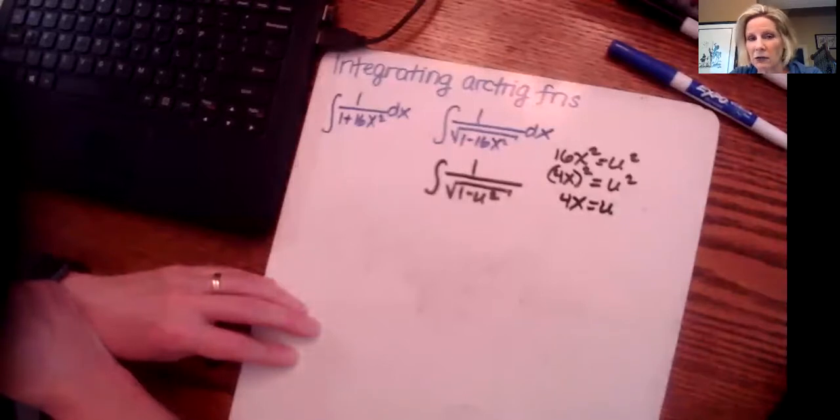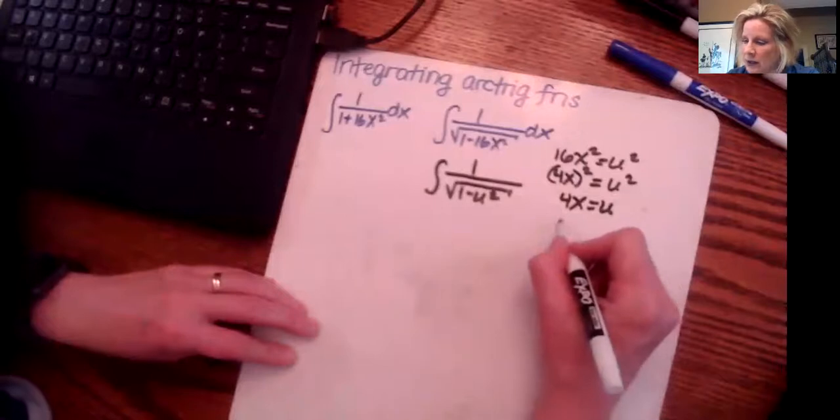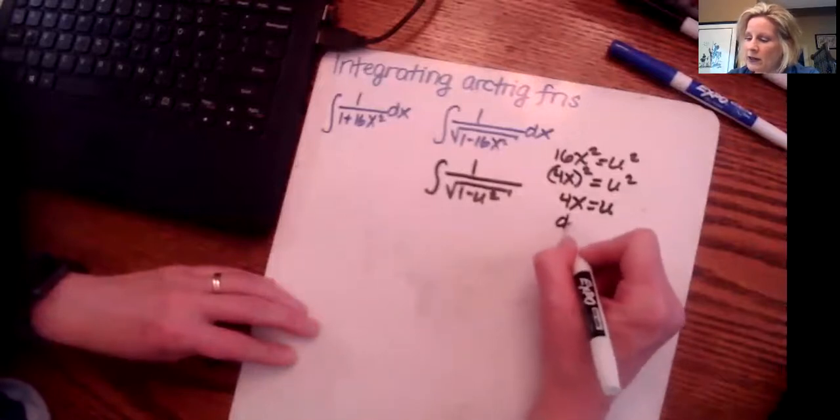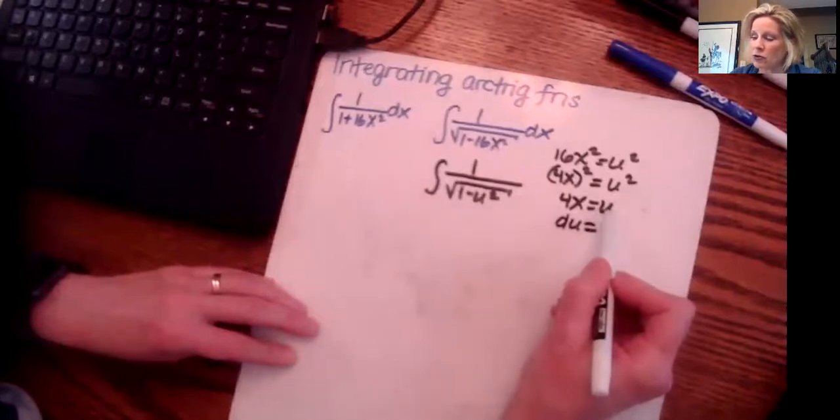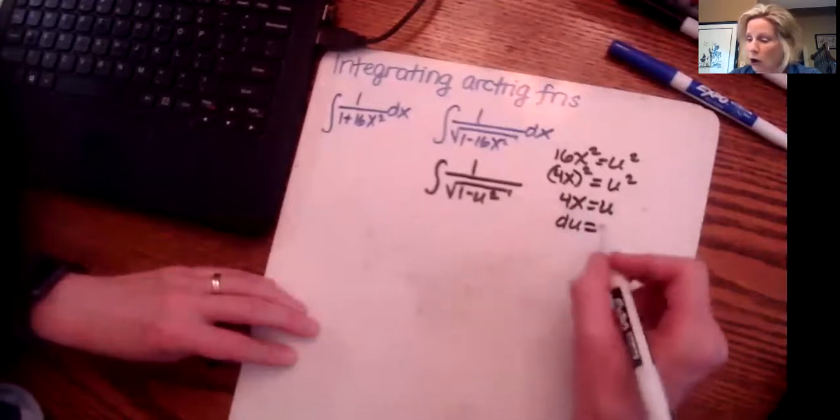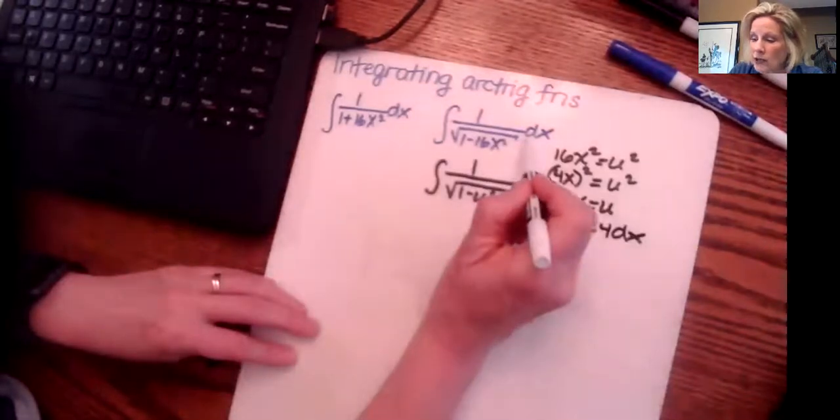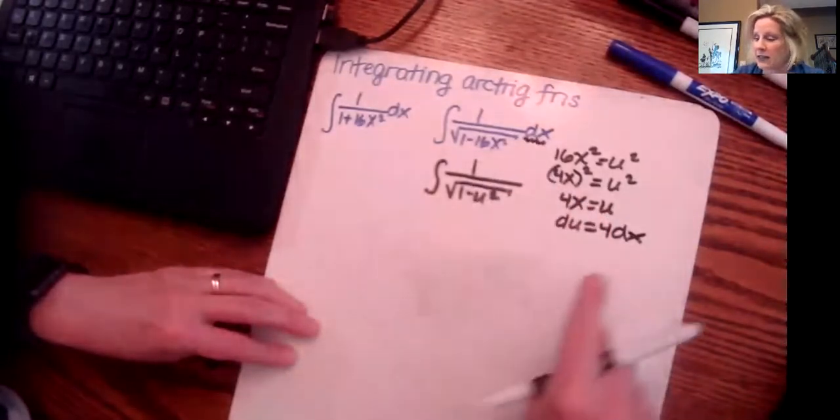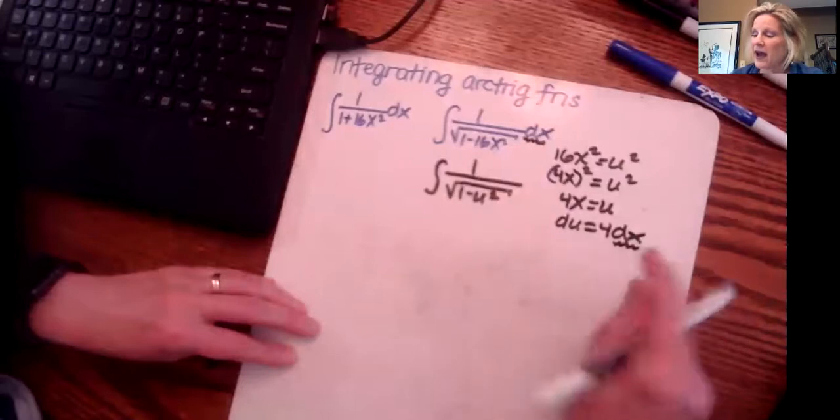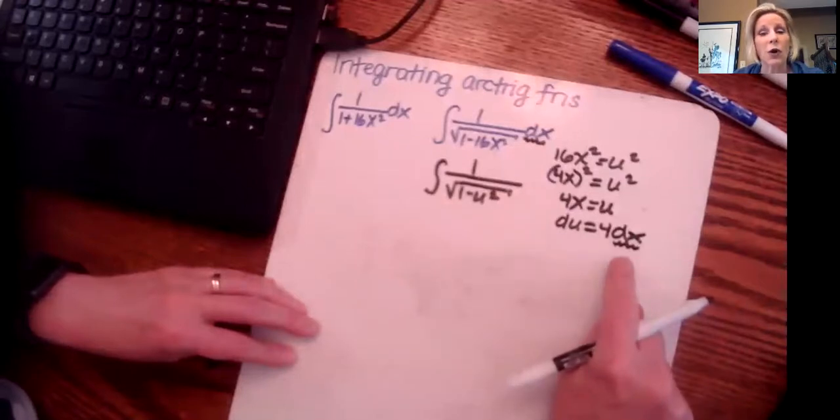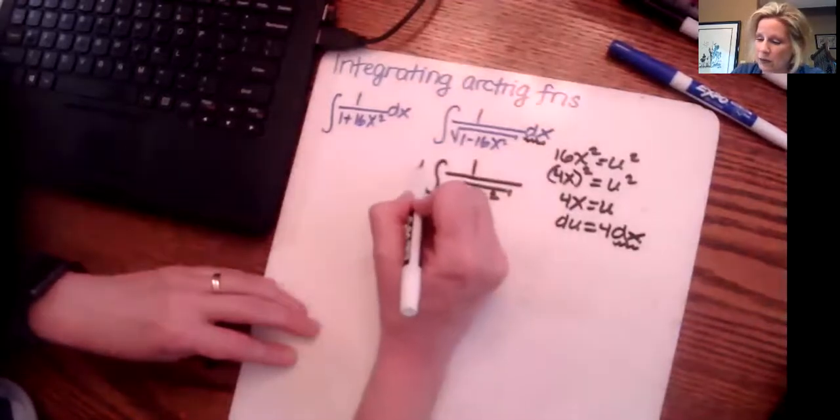Why is it necessary for you to get that clear on it? Because now you need to look at what is du. So the derivative here is going to be 4 dx. So when I'm trying to replace this dx, now I can say, so the dx has to be 1/4 du.